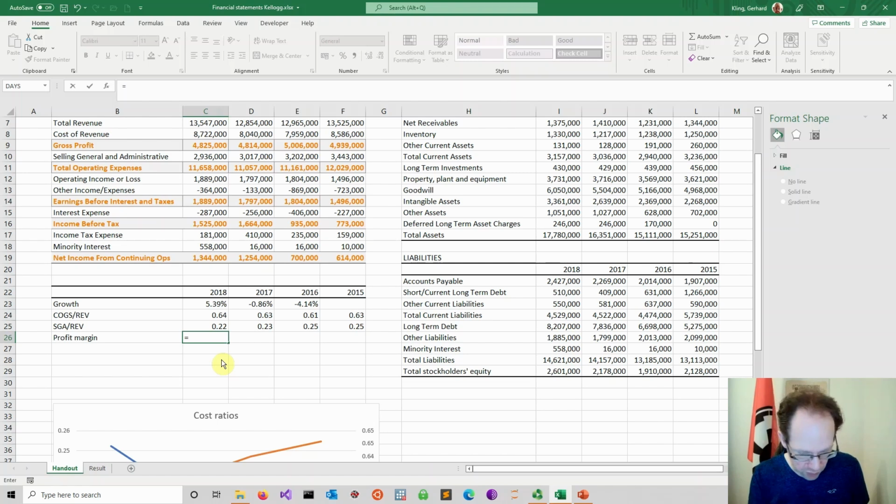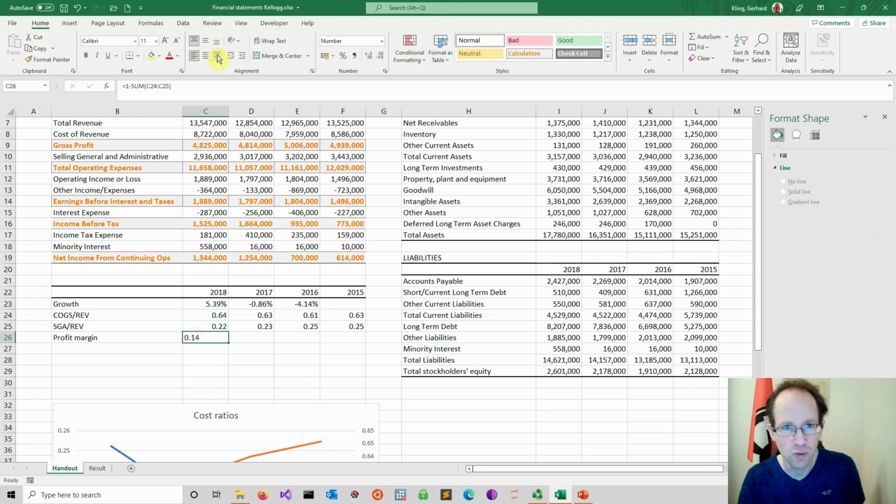Again, there are different types of profit margins. So we could do something like this. We use here the sum function. Take that. So we have 14%. So basically, this is what I get out of my revenue before then, of course, having to consider additional costs like interest expenses and so on.